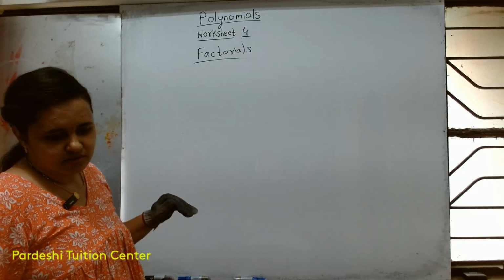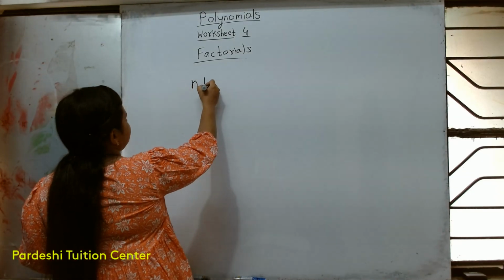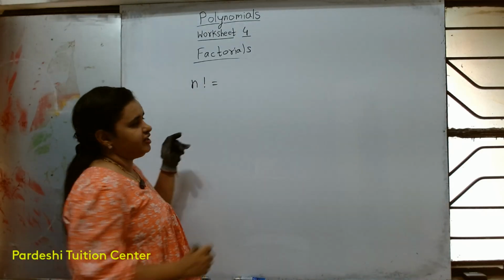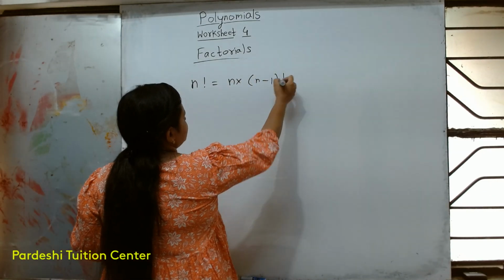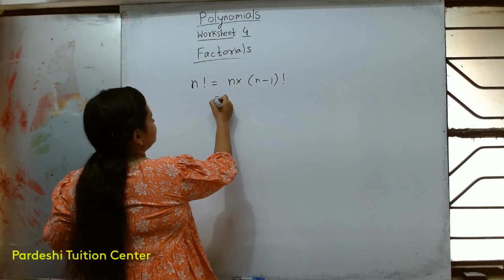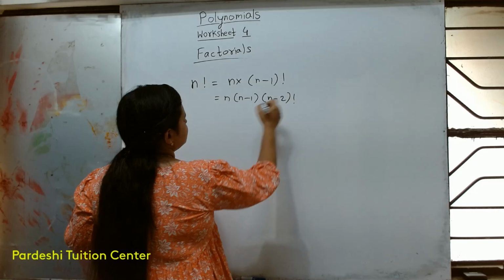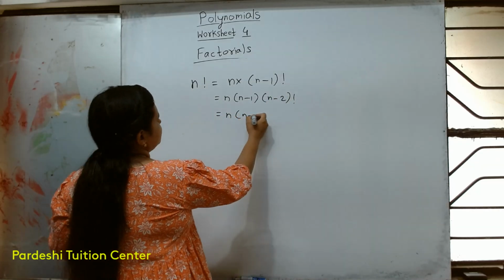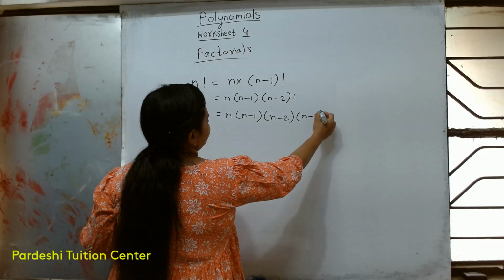Now, what is n factorial? If I ask you what is n factorial, it will be n into (n minus 1) factorial, or we can write n into (n minus 1) into (n minus 2) factorial, or we can write n into (n minus 1) into (n minus 2) into (n minus 3) factorial.